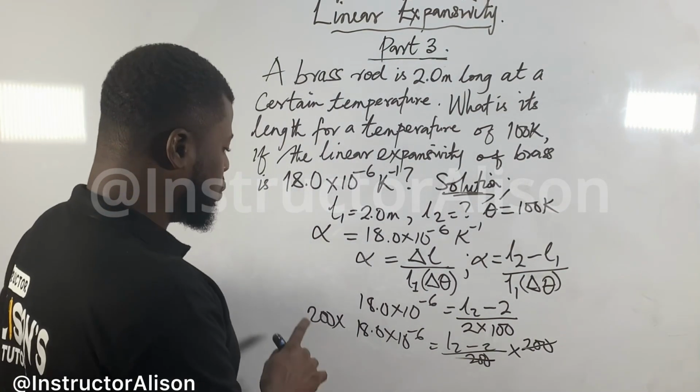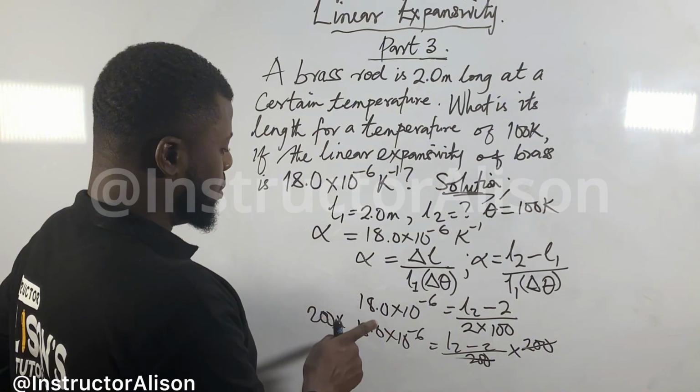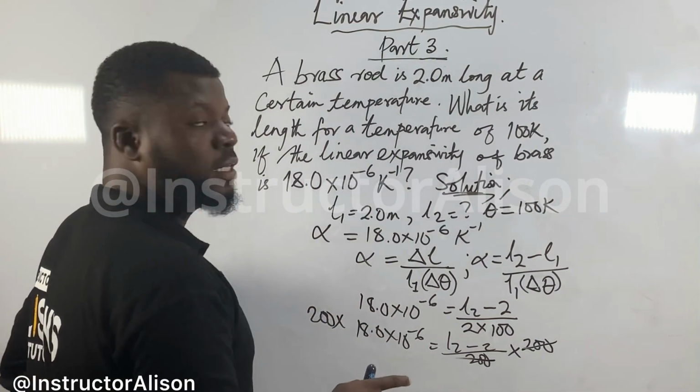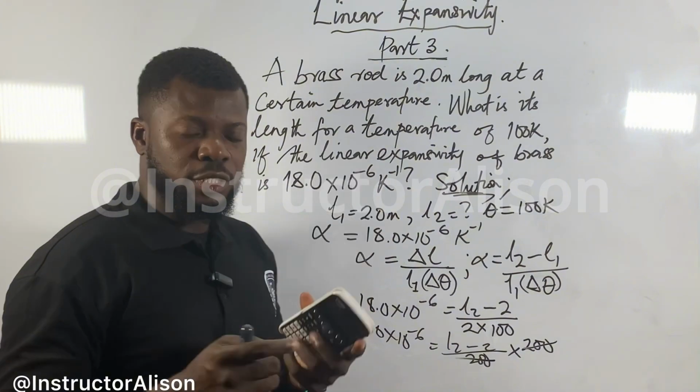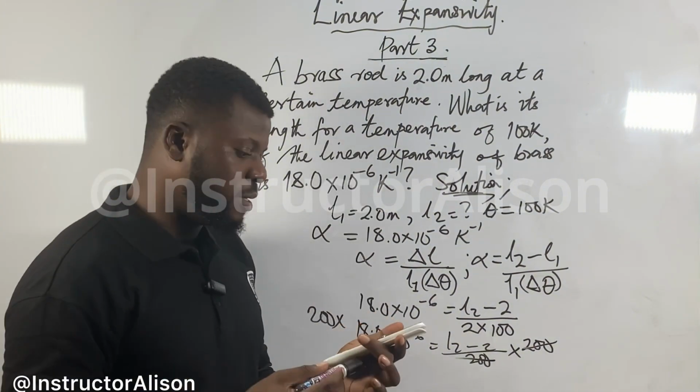You can ask yourself, what will be 200 times 18 times 10 to the power of -6? And you can use a calculator now, multiply quick because you no get time to carry solve.